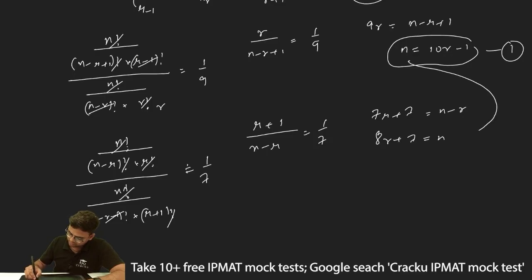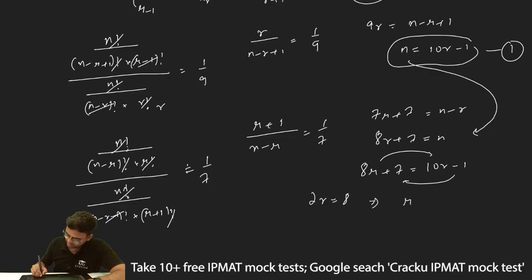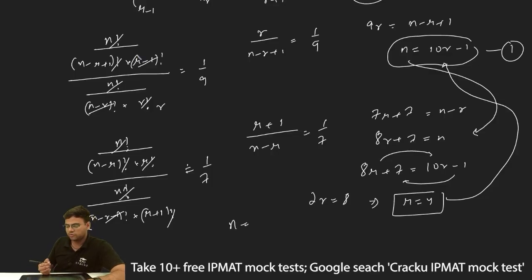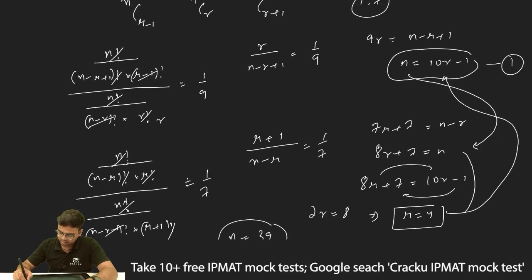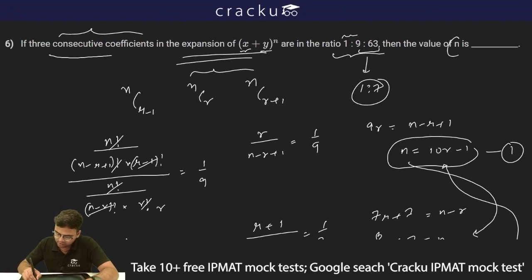Now this value of n we will put from equation 1. So 8r plus 7 will be equal to 10r minus 1. Thus, if I take this to the right hand side and this to the left hand side, I'll get 2r is equal to 8, which implies r is equal to 4. If I put the value of r is equal to 4 here, I'll get n is equal to 10 into 4, which is 40, minus 1. So n is equal to 39. Even if I put the value of r is equal to 4 here, I'll also get n is equal to 39. The question is asking for the value of n, so the value is 39, and therefore 39 will be the correct answer.